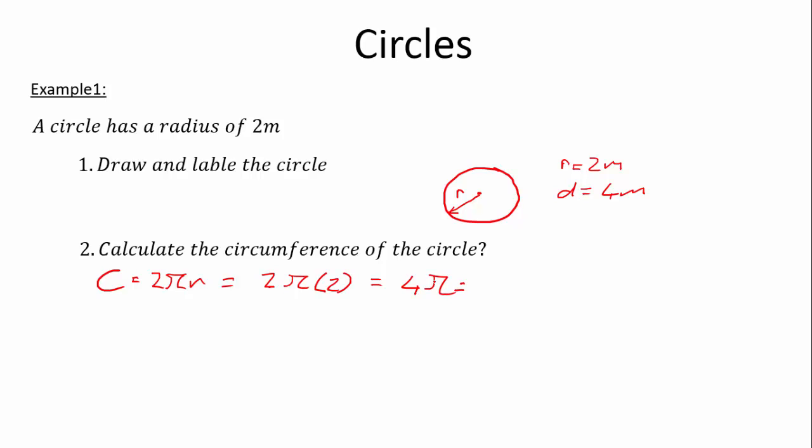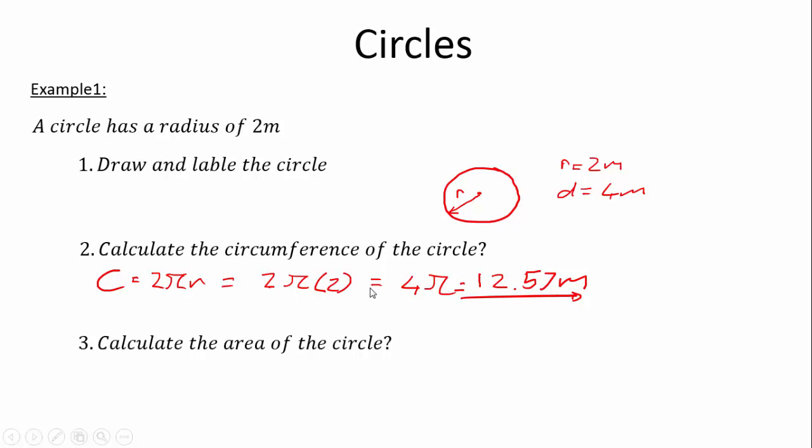Pi. And like I say, you're going to need to use your calculator here. So simply get out your calculator and type in 4 multiplied by pi, and you're going to get 12.57, and that is fine. But wait, meters.